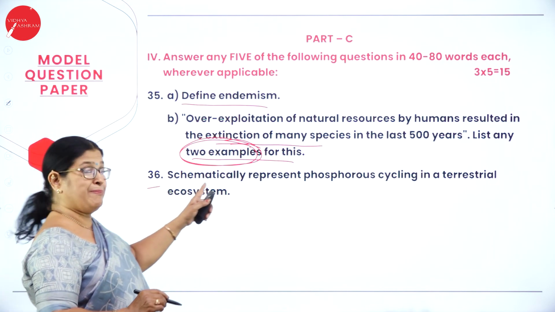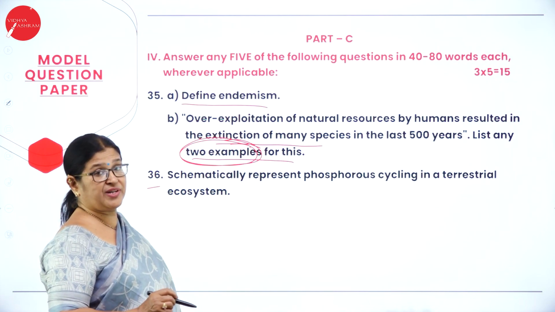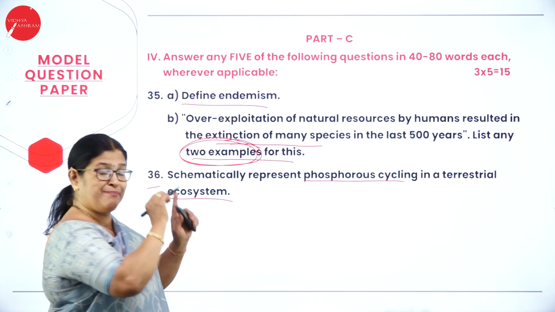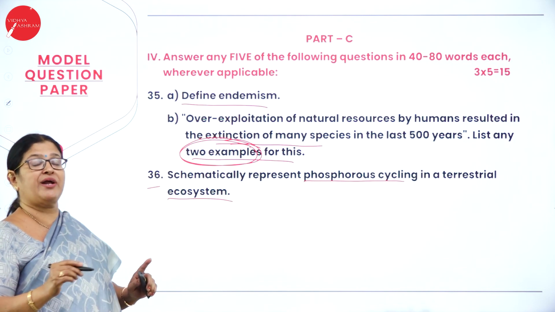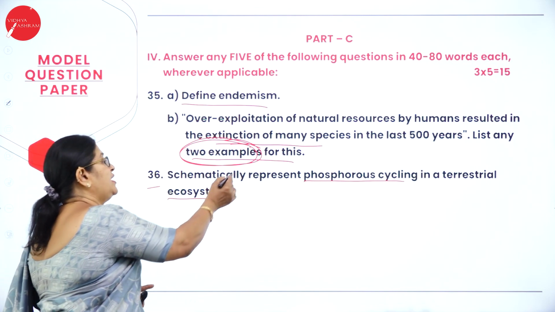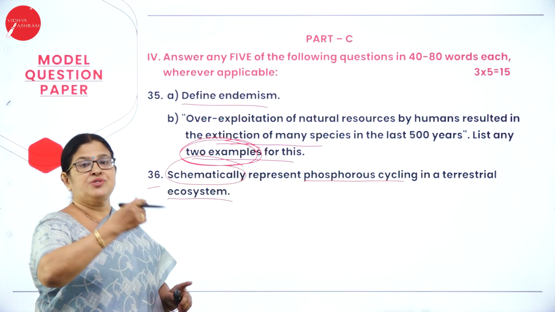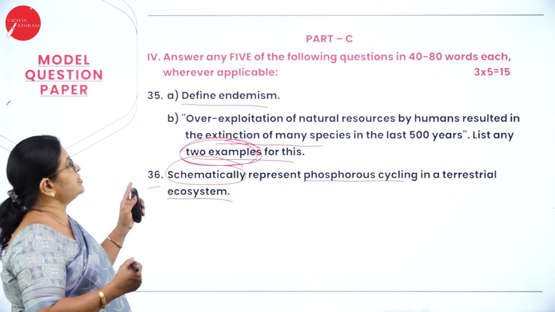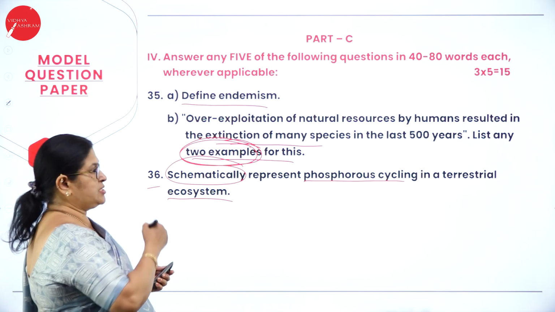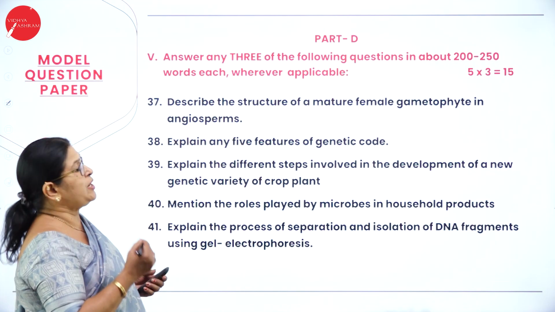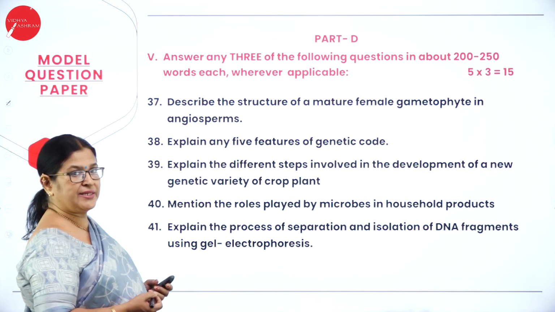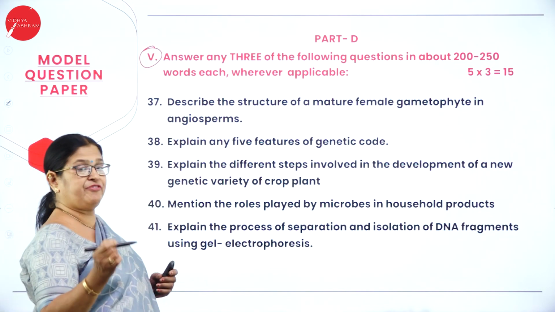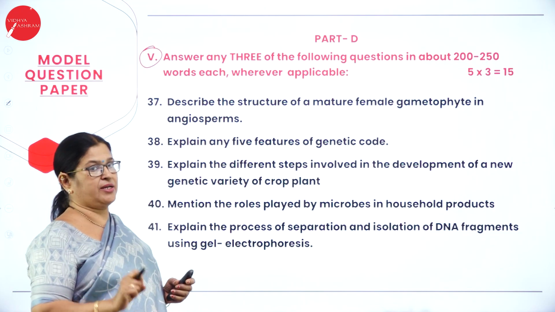Moving on to question number 36. Schematically represent phosphorus cycling in a terrestrial ecosystem. So you have to write a schematic diagram. No need to write the points. They are given clearly, schematically. So schematically you have to represent the phosphorus cycle. So this is about part C, that is question number 36. Now moving on to part D. Part D, that is the fifth main, is for 5 marker questions.